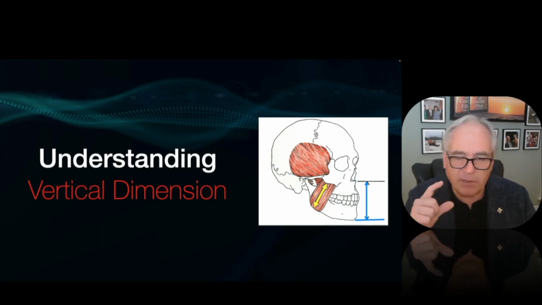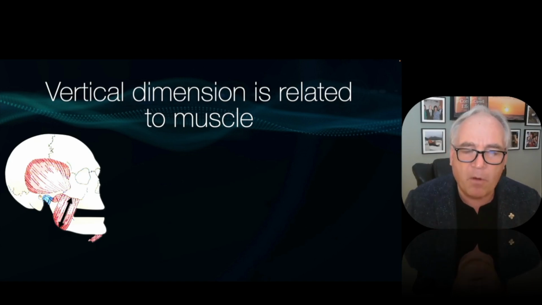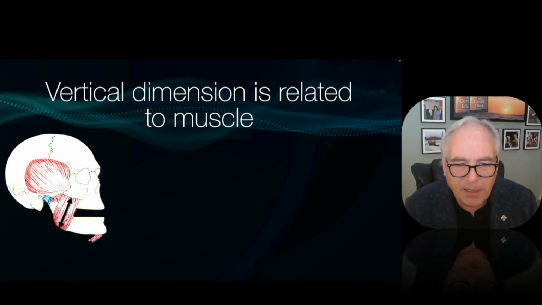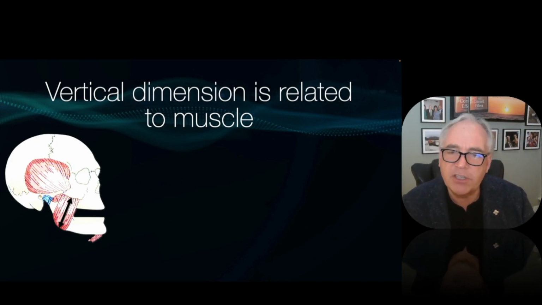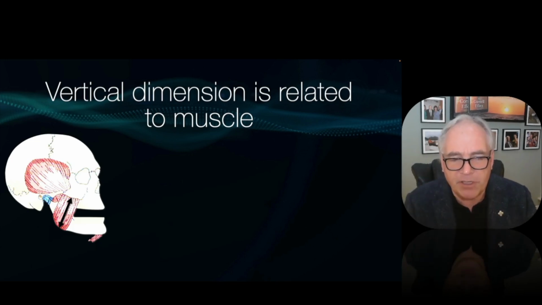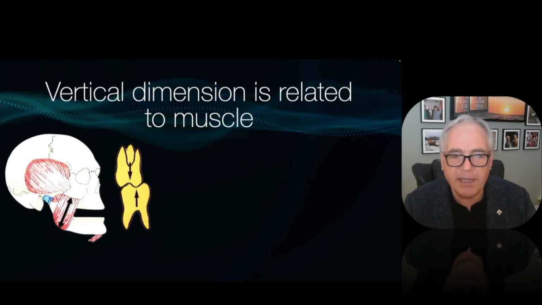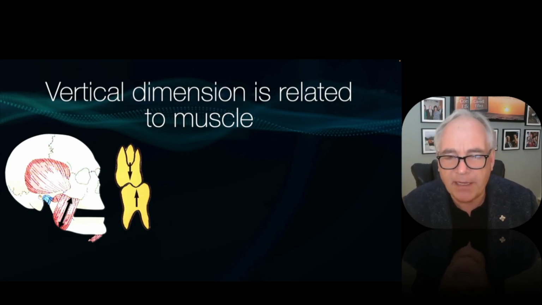Why would the muscle be related to where the teeth are in a vertical position? Well, the first thing to think about is the muscles were there before the teeth were there. And if we think about the space between the nose and the chin, that space is generated by the 3,000 times a day we swallow, where we create this vertical position between the chin and nose that's very, very repeatable. And when teeth erupt, they basically erupt into that position until they meet an equal and opposite force.